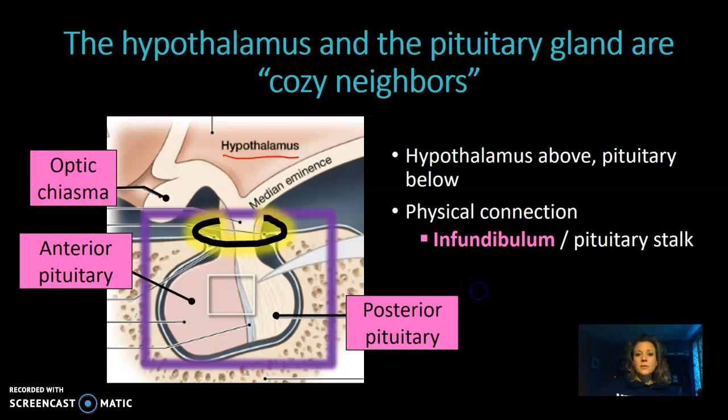I also wanted to make mention of the optic chiasma, because the optic chiasma, which is where the optic nerve, that one comes from each eye, that's where they cross in the brain. And that's always on the anterior aspect of the face. So if you find the optic chiasma, right below it, you always have the anterior pituitary gland, because they're both on the same side of the head.